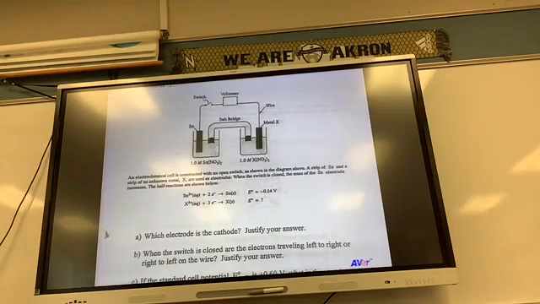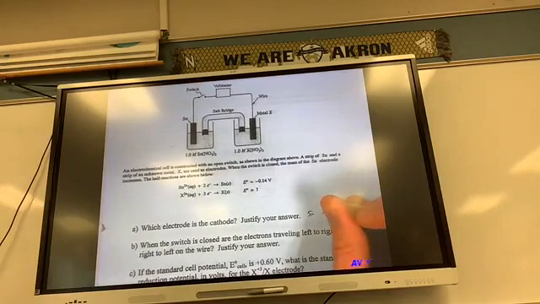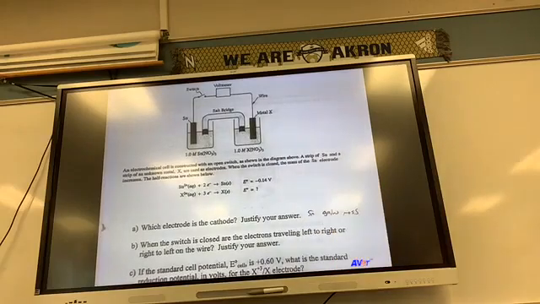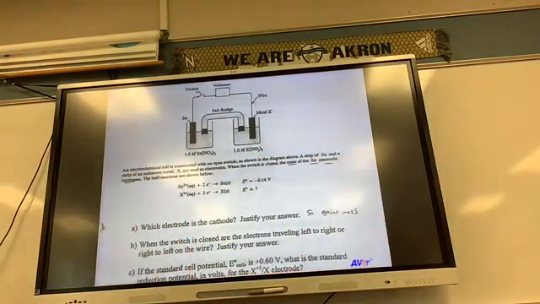Which electrode is the cathode? It's negative 0.14. Why? It gains mass. Because it's a fat cat. The fat cat is really from anode to cathode, but it also gains mass. It says the mass of the tin electrode increases. So that tells you that is the cathode.